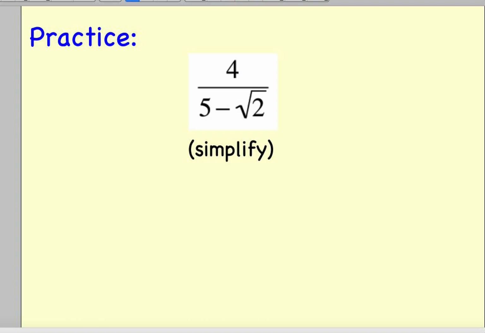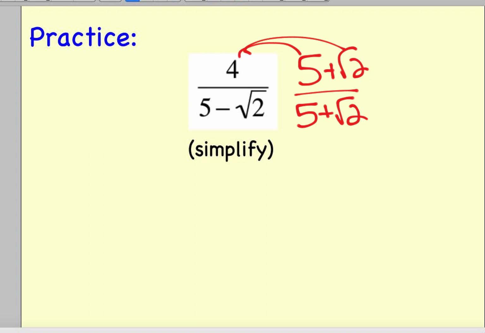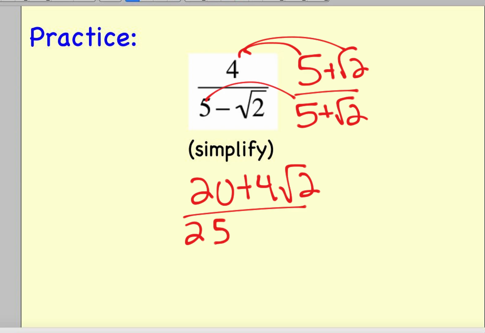All right, so for this one, hopefully you guys have figured out the conjugate is 5 plus radical 2, and we're going to multiply that by numerator and denominator, so it stays equal to 1. And so when I distribute, I'm going to get 20 plus 4 radical 2. And then my denominator, I'm going to get 25. And you don't even have to write out the foiling with the middle two. They're always going to cancel. So if you want to get in the habit of just skipping the middle two foiling steps because they'll cancel each other out, that's fine.